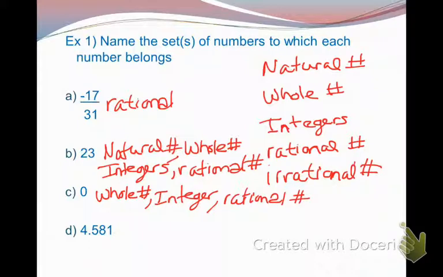And then D, it's 4 and 581 thousandths. So it's a decimal, so it couldn't be a natural, it couldn't be a whole, it couldn't be an integer, but since it's a terminating decimal, it's a rational number.